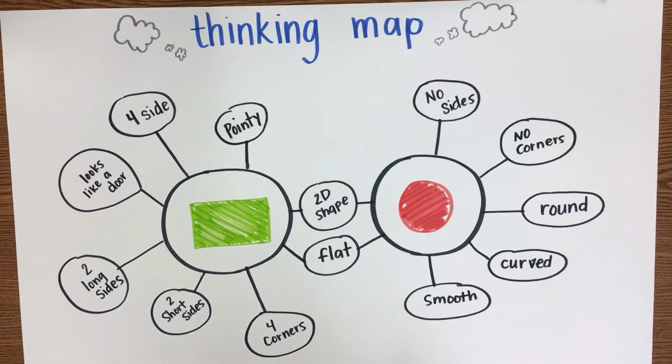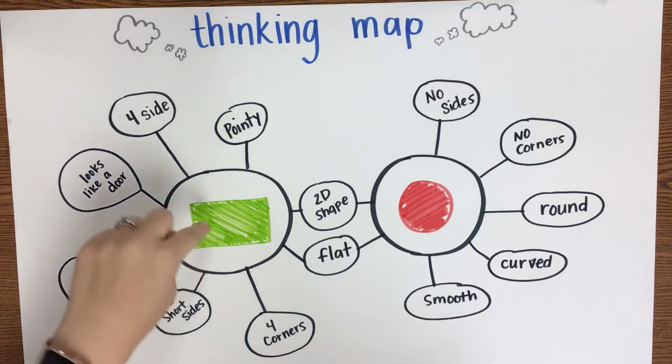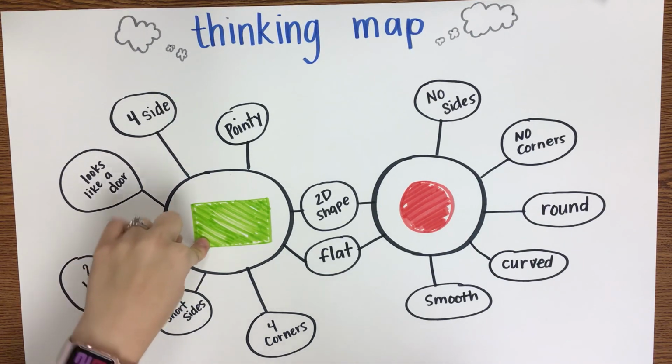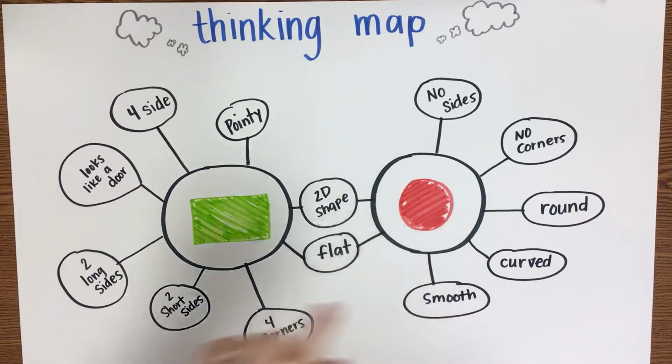On Flipgrid, I want you to tell me how the rectangle is different than the circle.